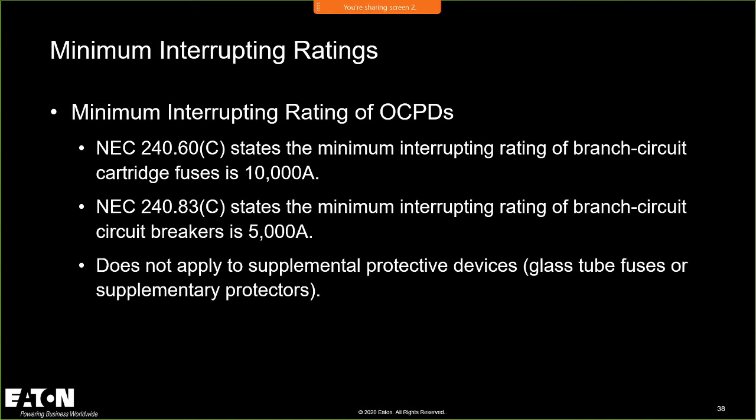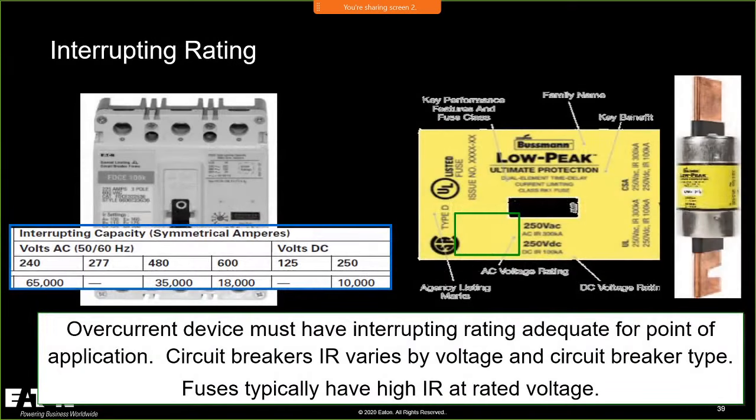Fuses are 10,000, and 240.83(C) tells us the minimum is 5,000. And again, it doesn't apply to supplemental protective devices. We don't publish that. You'll see that the faceplate of these devices has the interrupting ratings, and it'll change based on the voltage. You can look at this one. At 240 volts, it can interrupt 65,000 amps. At 480 volts, only 35,000 amps. And at 600 volts, only 18,000 amps.